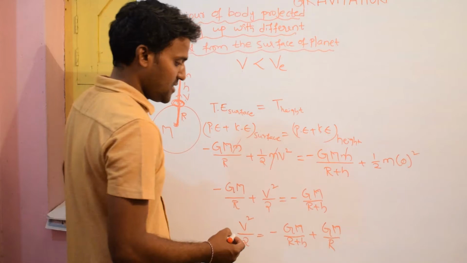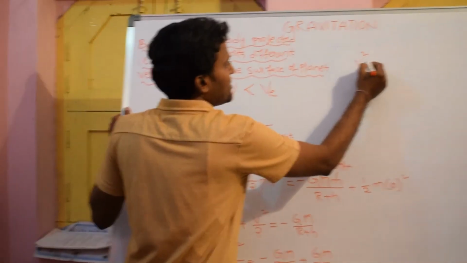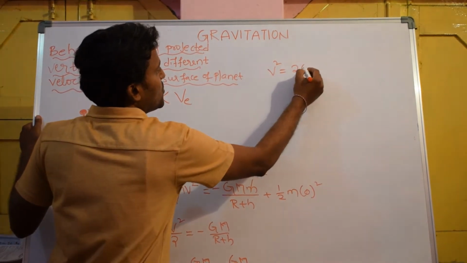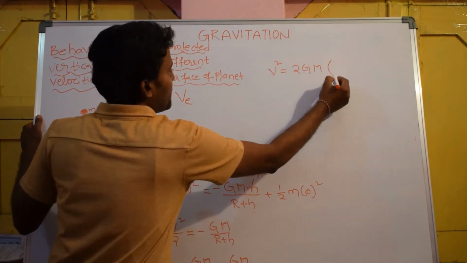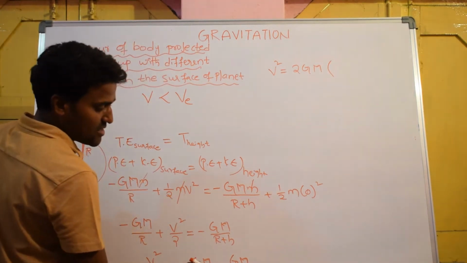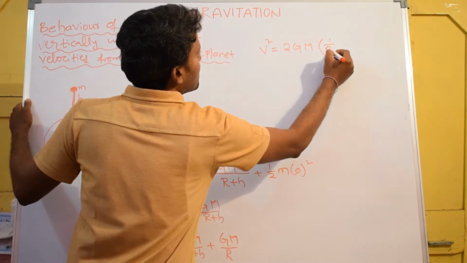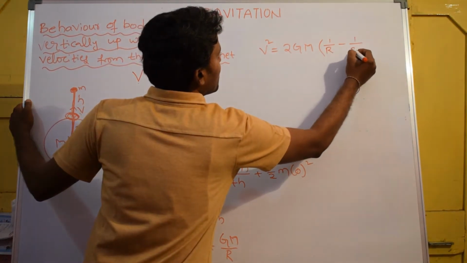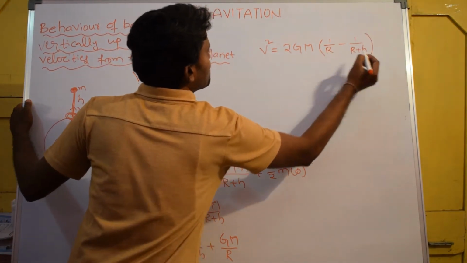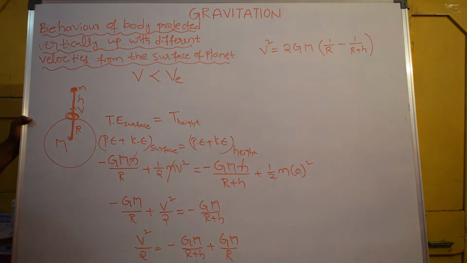Again we can get here GM, I take the common. V square is equal to 2GM. These two also I have taken to the right side. So first I am writing this is positive, this is negative. So the positive one I am writing: 1 by r minus 1 by r plus h.